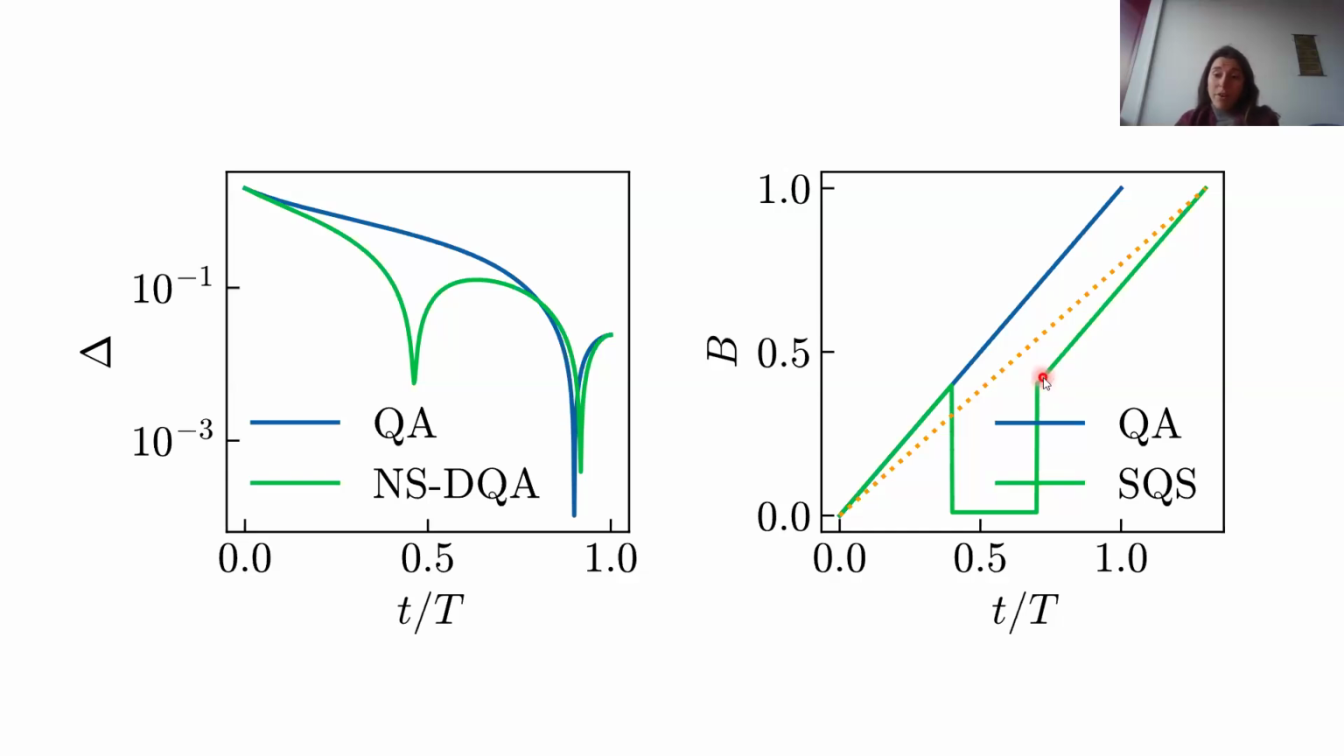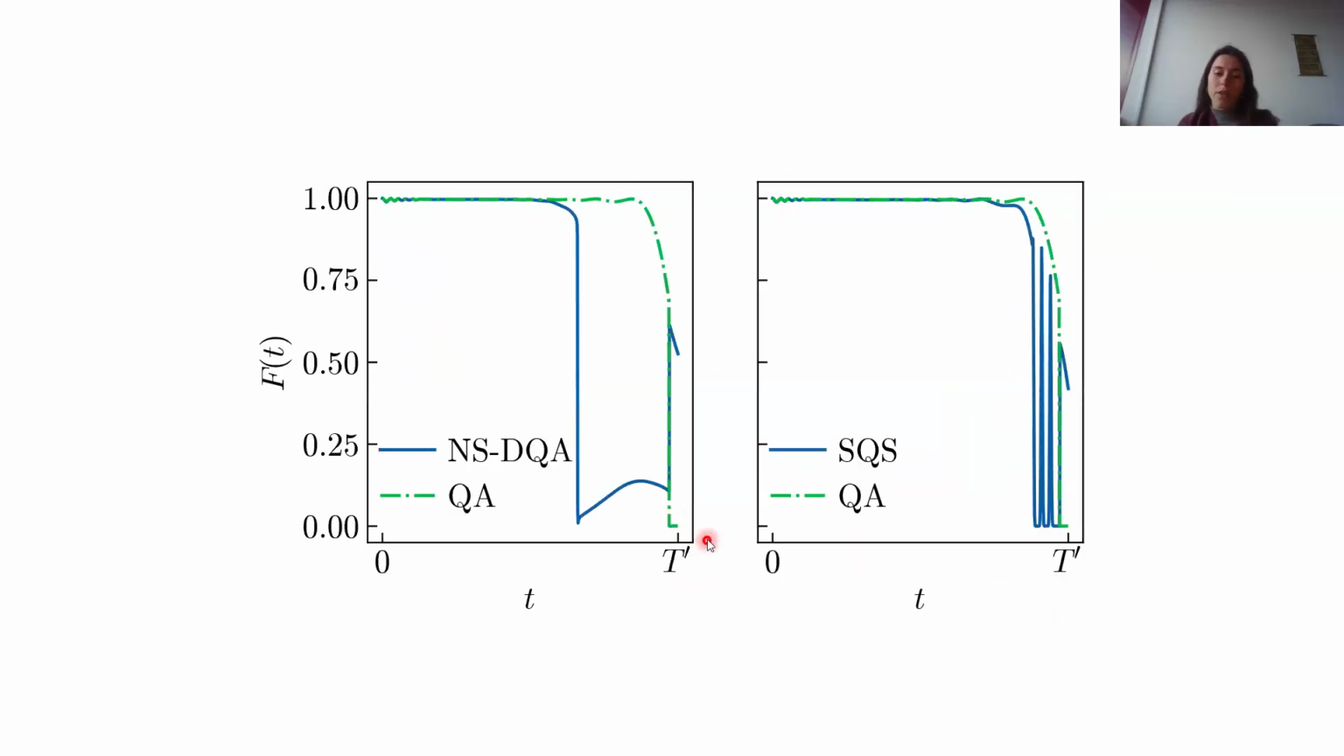In order to have a fair comparison between the two protocols, we have to stress that, given that in the SQS protocol we have to evolve the system for a longer annealing time, which is T prime, we will do the same also for the non-stochastic diabatic annealing protocol. That's why here you can see T prime on the x-axis for both protocols. In this case, what I'm showing is the instantaneous fidelity, in order to let you understand what's happening when the quench occurs or when the double closing of the gap occurs.